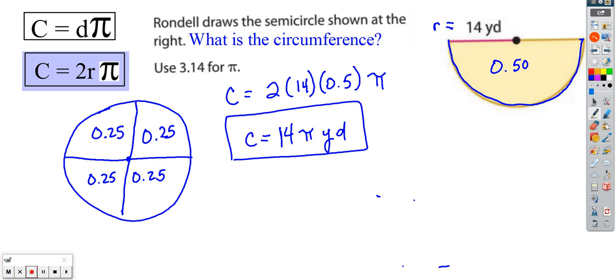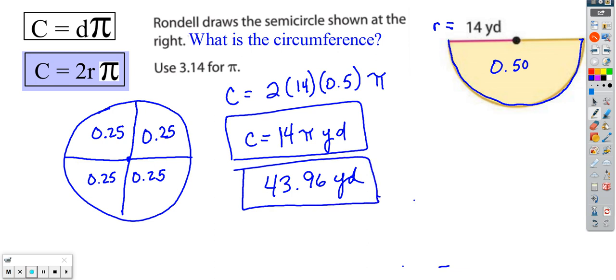And then if I took 14 and multiplied it times 3.14, that would give me 43.96 yards halfway around the circle. Again, that's the blue right here. It does not represent any of this part of the circle.